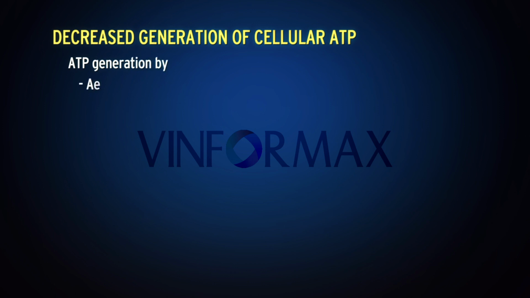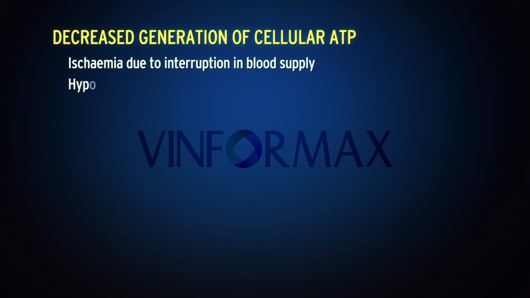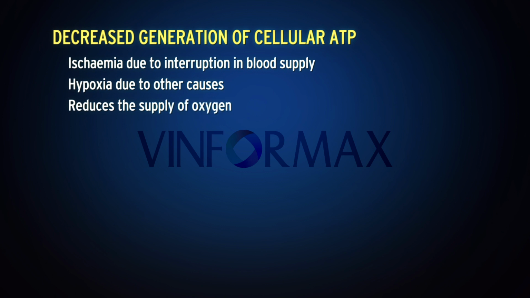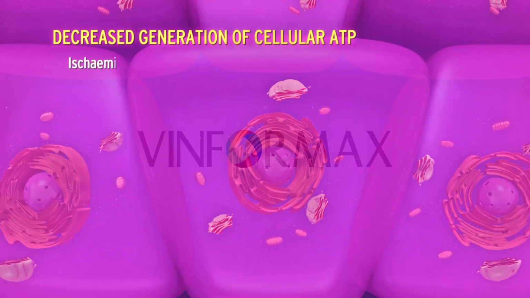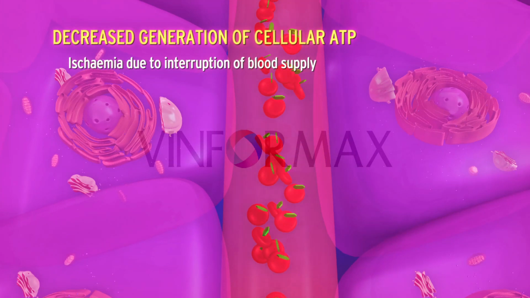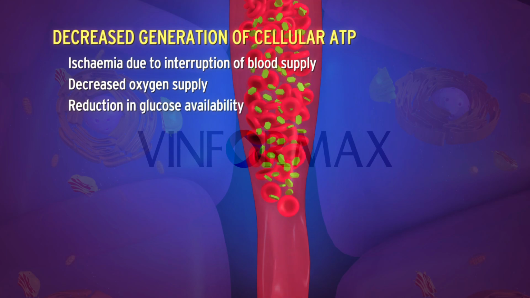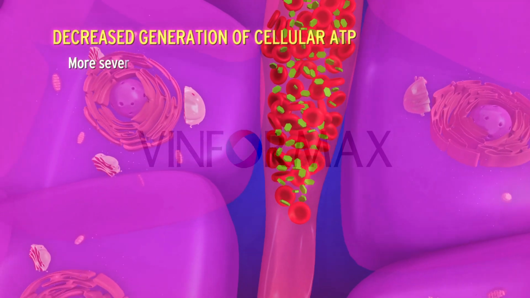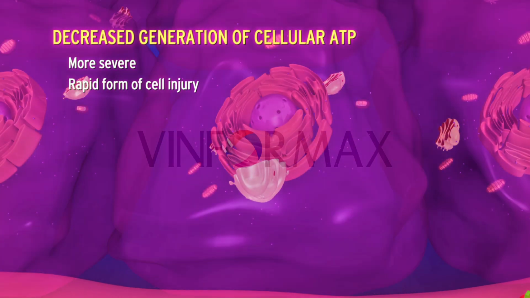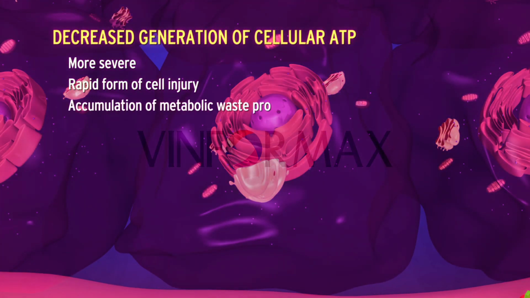ATP generation by aerobic or anaerobic respiration are the two ways in which cells meet their energy demands. Ischemia due to interruption in blood supply as well as hypoxia due to other causes reduces the supply of oxygen to the cells, thereby decreasing the net production of ATP. Ischemia due to interruption of blood supply results not only in decreased oxygen supply but also a reduction in glucose availability. This results in a more severe and rapid form of cell injury apart from accumulation of metabolic waste products.